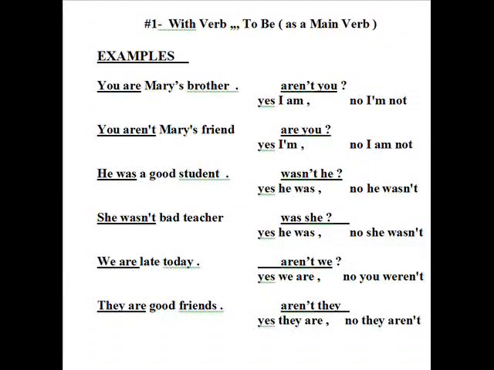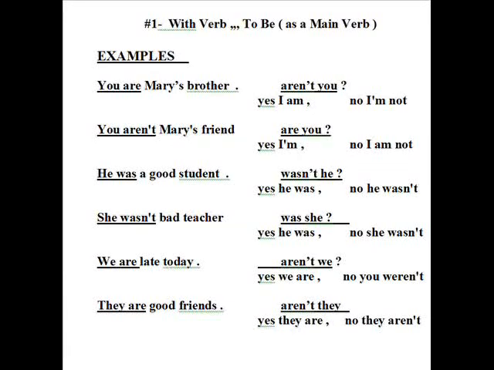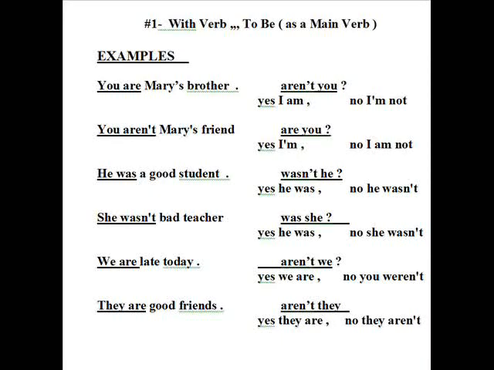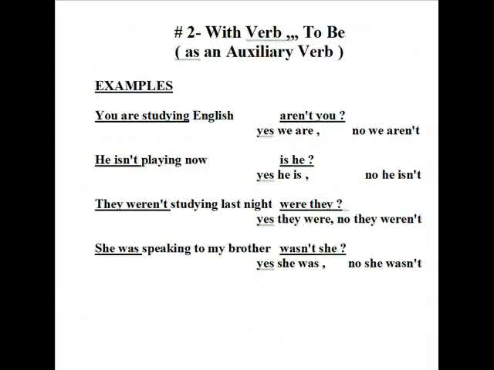He was a good student, wasn't he? Yes, he was. No, he wasn't. She wasn't a bad teacher. Was she? Yes, she was. No, she wasn't. We are late today, aren't we? Yes, we are. No, we aren't. They are good friends, aren't they? Yes, they are. No, they aren't.